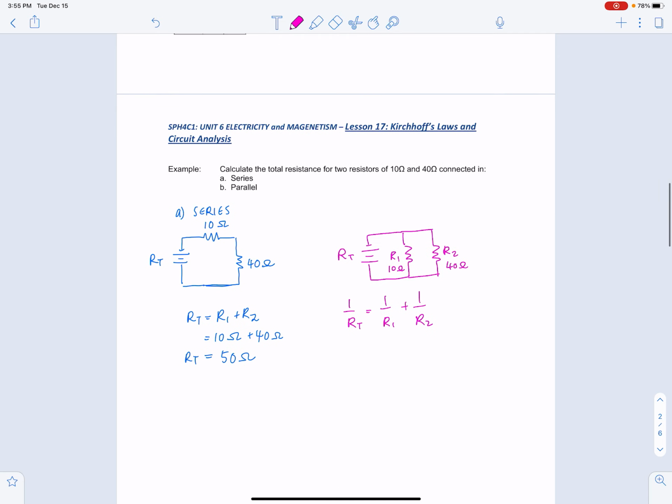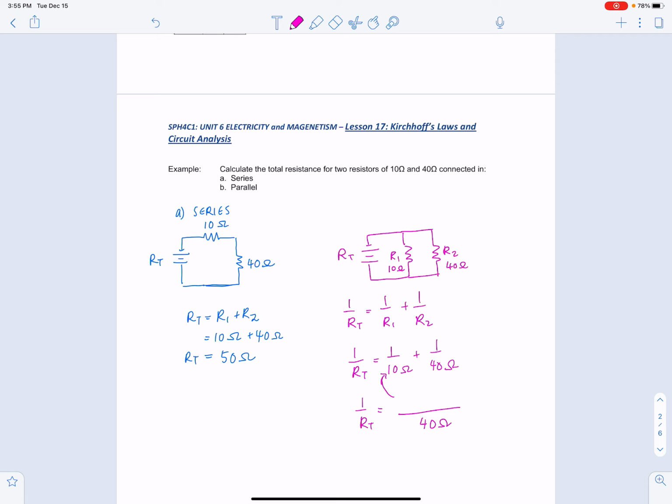So we're going to start solving, and we'll sub in our values. 1 over RT is equal to 1 over 10 ohms plus 1 over 40 ohms. If you add these fractions, the two numbers in the bottom are different, so you cannot just add these algebraically. What we need is a common denominator between 10 and 40. That number that is common between 10 and 40 is 40. So 1 over RT is equal to, we'll put the common denominator down, and then what do we multiply 10 by to get 40?